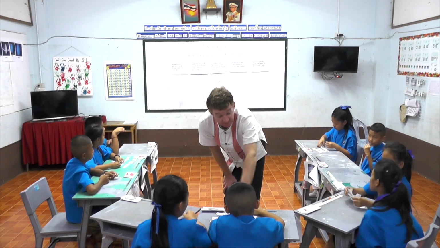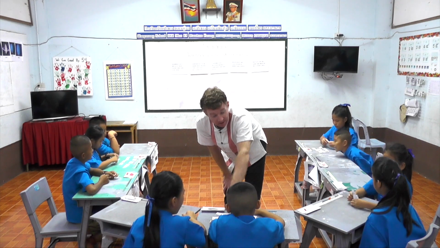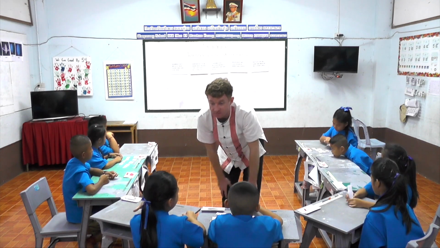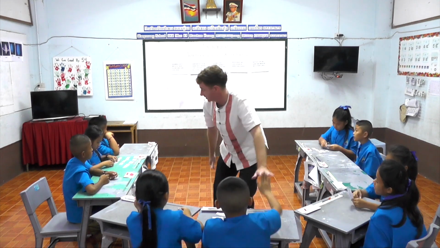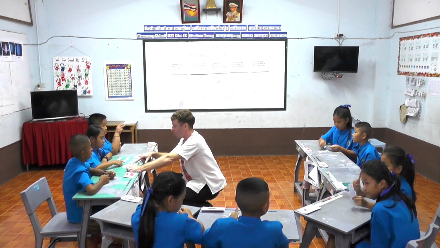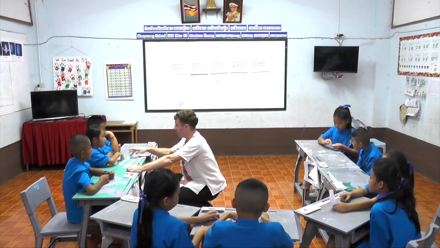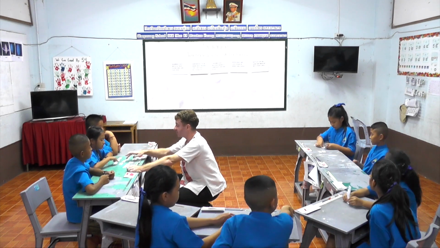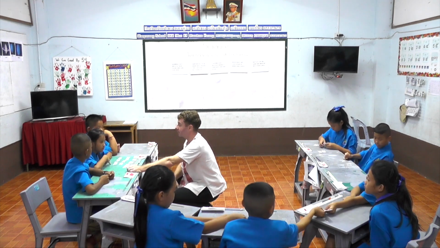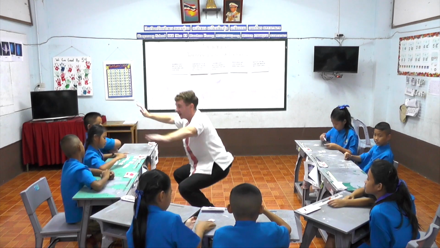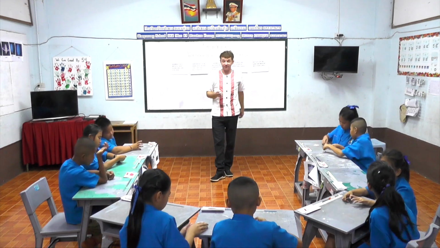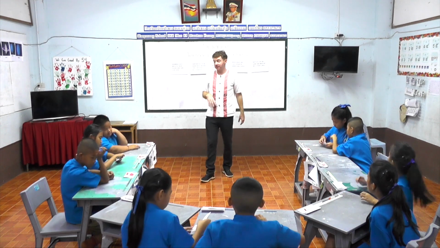Reptiles live on land and breathe with their lungs. Brilliant. Well done, guys. And then fish are cold-blooded animals that have fins and a tail. Perfect. Well done, guys. So once again, pass to the teams on your left and we'll play another round.